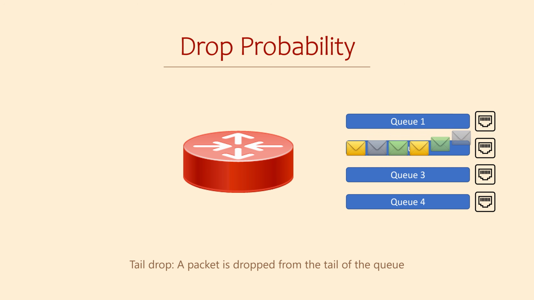This is where the drop priority can help. Remember, this is a bit like a subclass within a class. The drop probability can be low, medium, or high. When a queue fills, the router drops packets marked with the high drop probability first. This makes room for new packets to enter the queue. If there are no packets with a high drop probability, the router drops medium packets.